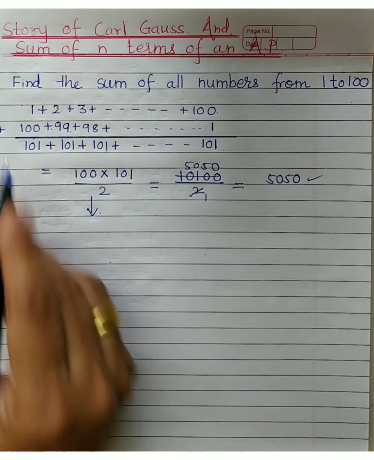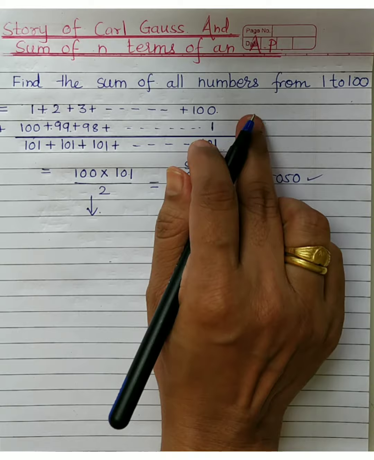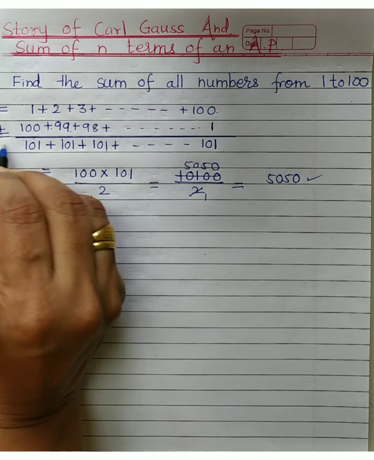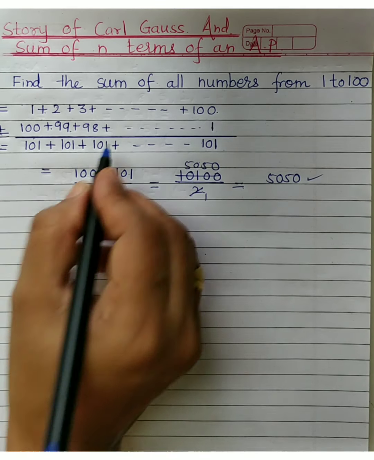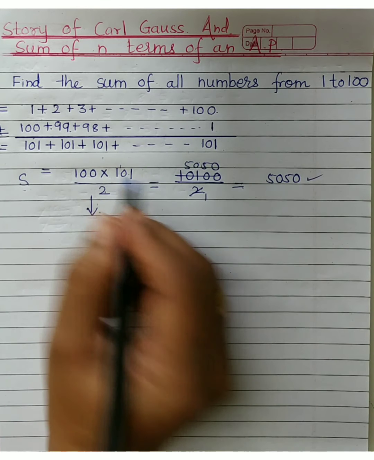You all have understood this now. Let's name it as S. Sum of 100 terms, let it be S. This is also what? S. So when you add up S and S, what will it become? 2S, right? And that 2S, then further on solving, since this 2 is shifted here, becomes like this.